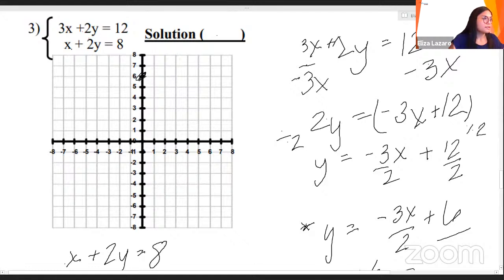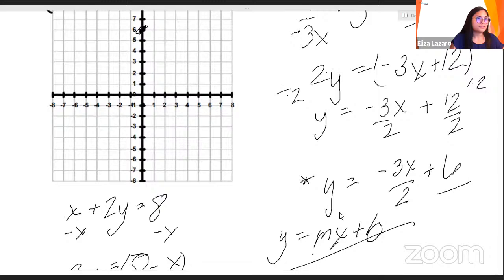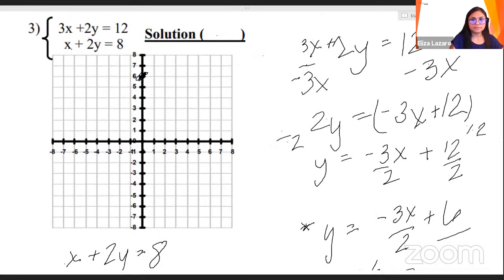I'm going to try to make it big so you guys can see it. And then we're going to use the slope. So our slope is negative 3 over 2. So we're going to go down 3 over 2. And then we can connect those lines as straight as possible to hopefully get an intersecting point.